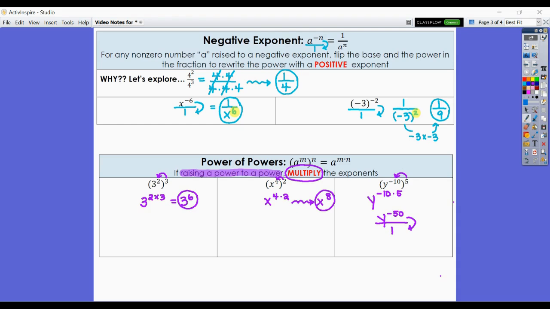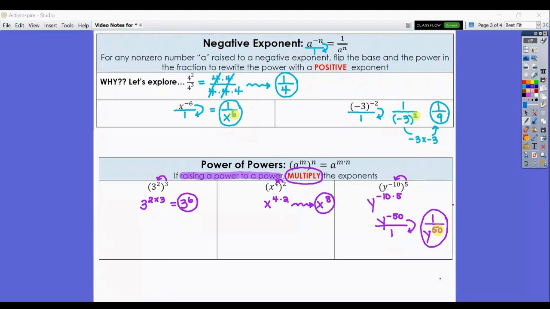Then, moving that negative exponent and its base to the denominator to become positive. So 1 is left in the numerator to hold that fraction bar position, and in the denominator, I move my base of y with now a positive exponent of 50 here. Can never leave negative exponents in your final answer.